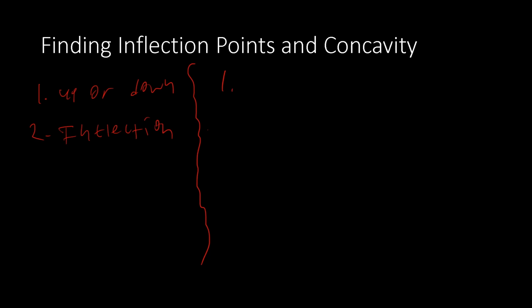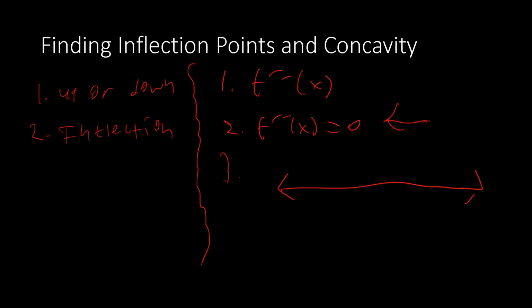First thing we're going to do is solve for f double prime of x. And the second thing we're going to do is solve for f double prime of x equals 0. And this is going to give us, hopefully, our inflection points. The last thing we're going to do is draw a number line. So let's say f double prime of a and f double prime of b are both equal to 0. We're going to put our points on our graph, and we're going to highlight all the domains that are going to be concave up and concave down.